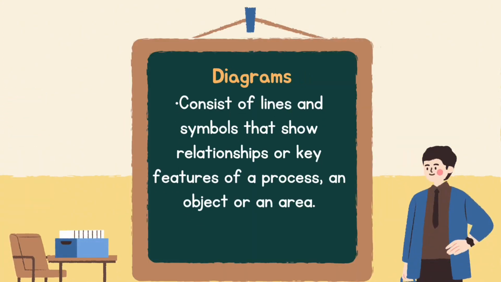Diagrams. A diagram consists of lines and symbols that show relationships or key features of a process, an object, or an area. A diagram is usually a two-dimensional display which communicates using visual relationships. It is a simplified and structured visual representation of concepts, ideas, constructions, relations, statistical data, anatomy, etc. It may be used for all aspects of human activities to explain or illustrate a topic.